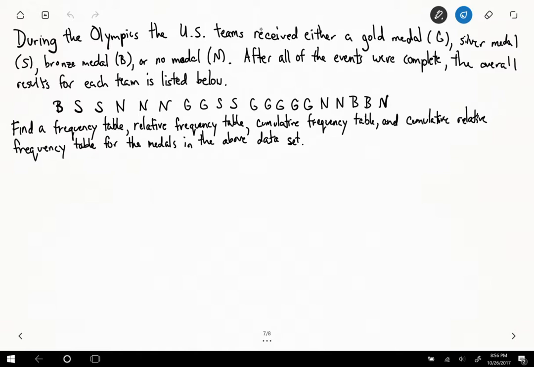So during the Olympics, the U.S. teams received either a gold medal, which we'll denote by G, silver medal, which we'll denote by S, bronze medal, which we'll denote by B, or no medal, which we'll denote by N. After all the events were complete, the overall results for each team are listed below. So you have this B, S, S, N, N, N, G, G, so on and so forth.